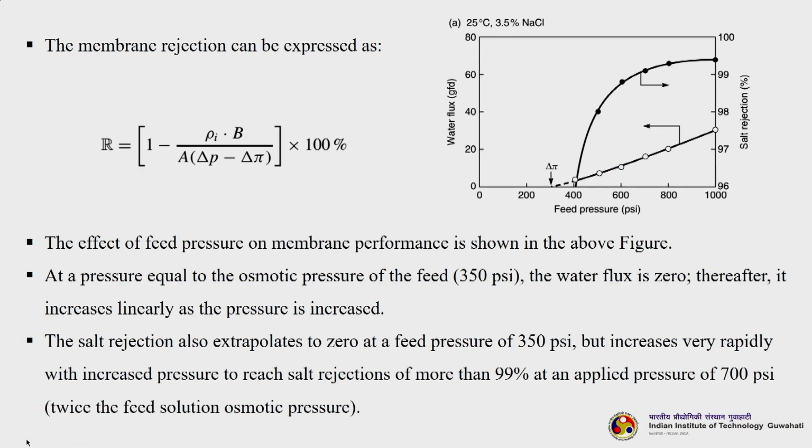So, the membrane rejection can be expressed by this particular equation: R equals 1 minus (pi times B) divided by (A times (delta P minus delta pi)), multiplied by 100%. 100% is multiplied because R is expressed as a percentage. The effect of feed pressure on membrane performance is shown in this particular figure.